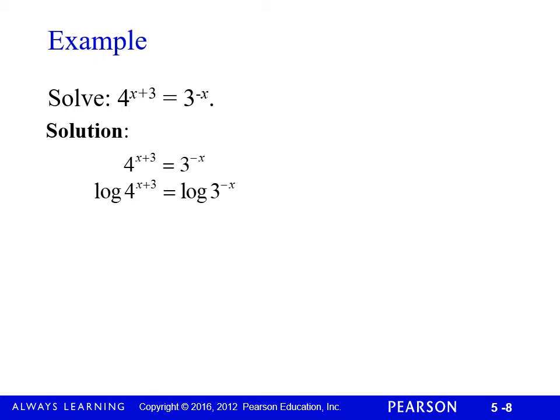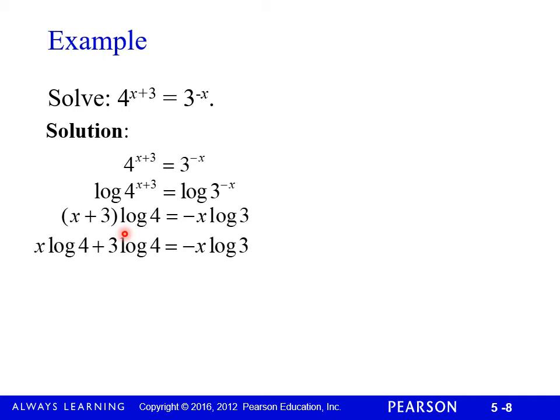Now, the first thing we want to do after we've taken the log of both sides is bring those exponents down in front as multipliers. So the x plus 3 comes down in front of log 4, and the negative x comes down in front of log 3. It's important to put the x plus 3 in parentheses because this is now a distribution problem. This is x log 4 plus 3 log 4, and you need to make sure you're paying attention to that. If you don't, it'll look like x plus 3 log 4, and you're going to get confused and get the wrong answer. So it's important that when you have an expression in your exponent and you bring it down in front, that you then distribute the log across that whole expression.